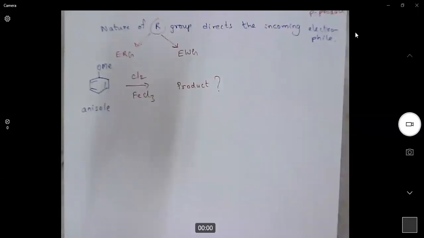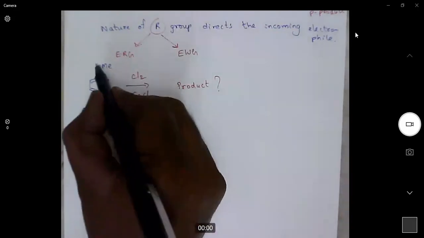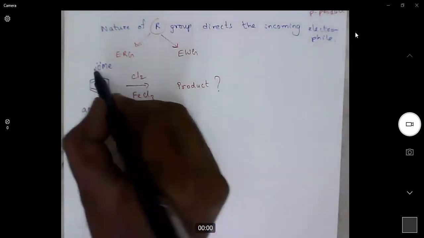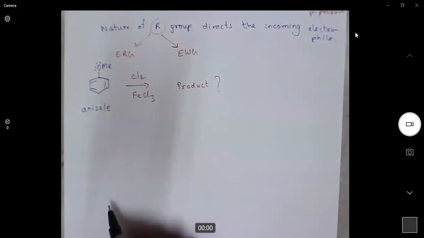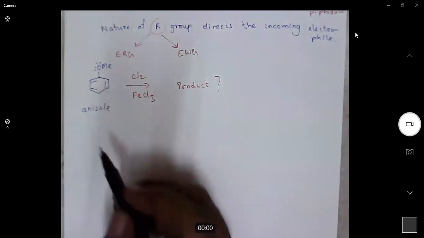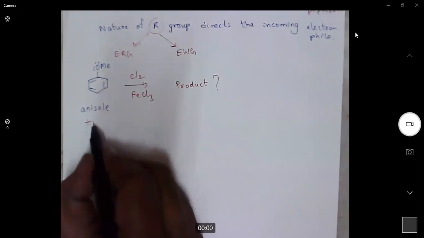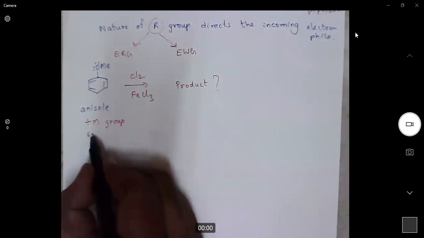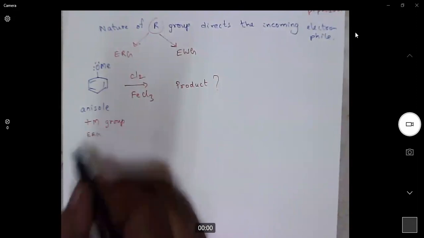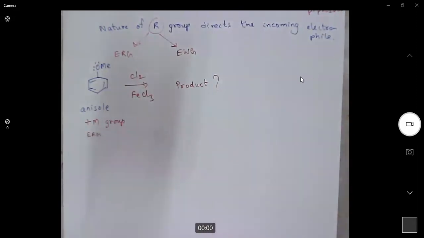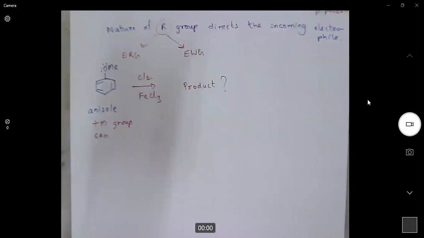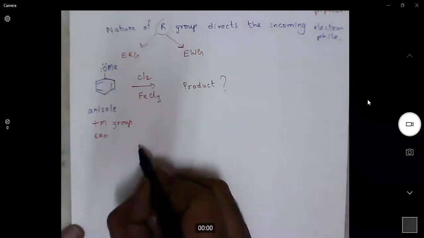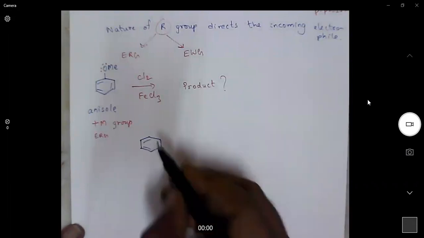What is the methoxy substituent? Oxygen has two lone pairs, so it can donate electrons into the benzene ring. So methoxy is a plus M group. What is plus M? Electron releasing with respect to the mesomeric effect. Now we will look at the reactivity of anisole towards the chlorination reaction.